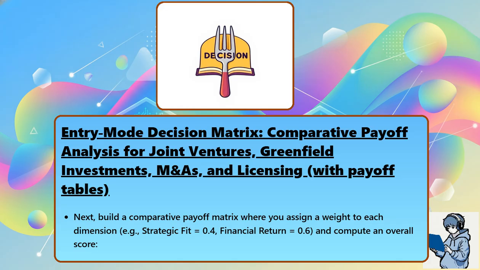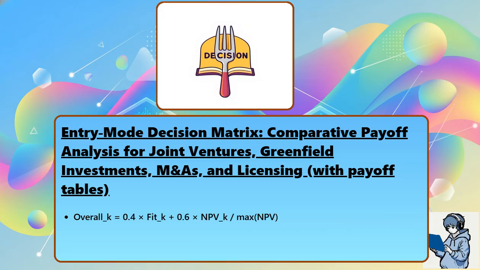For example, strategic fit equals 0.4, financial return equals 0.6, and compute an overall score. Overall sub k equals 0.4 times fit sub k plus 0.6 times NPV sub k divided by max NPV. The mode with the highest overall score is the preferred entry route.